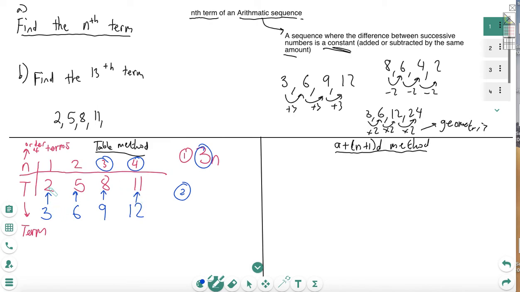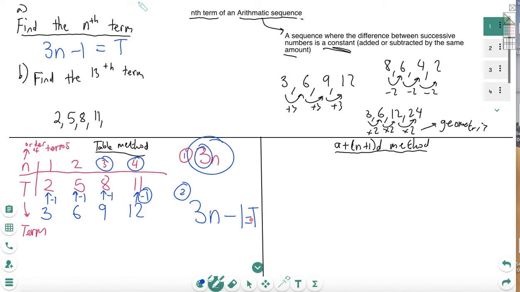How do we get from 3 to 2? How do we get from 6 to 5? How do we get from 9 to 8? And how do we get from 12 to 11? Well, for every single one of them, we subtract 1. Therefore, our final formula is 3n subtract 1. We get the 3n from here and the subtract 1 from here, okay? And 3n minus 1 will give us the term we're looking for, okay? So that's our nth term.